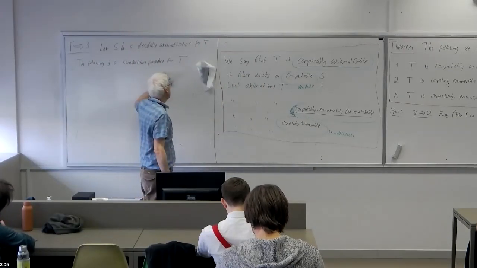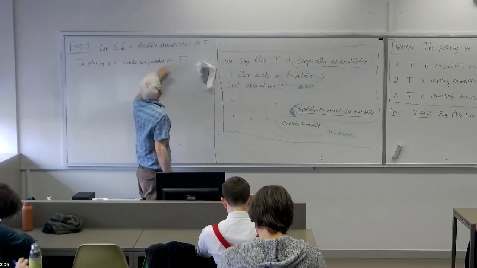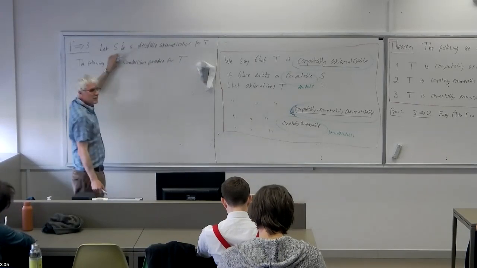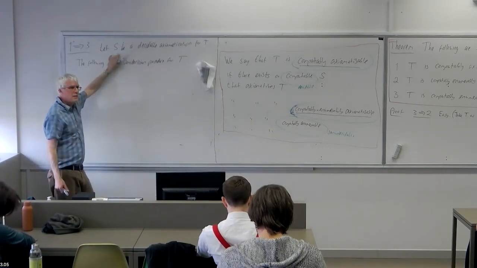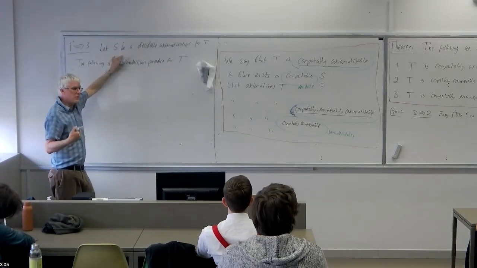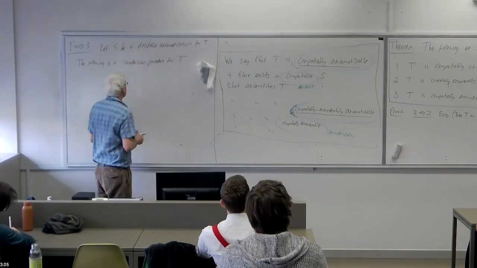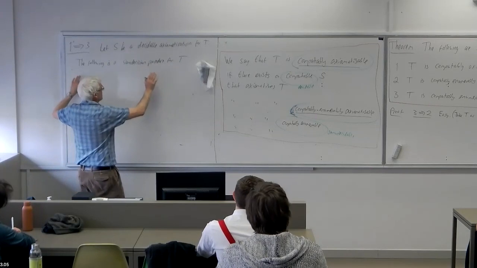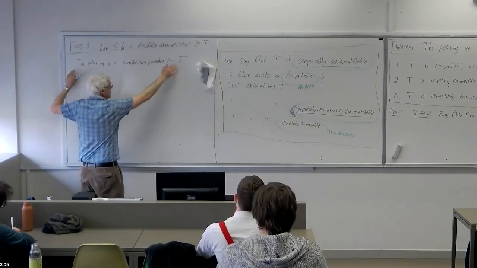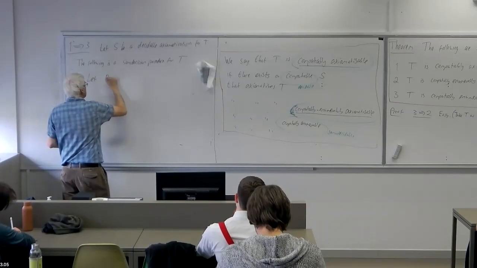So remember that T is the set of logical consequences of our decidable set of sentences S. How can we enumerate the set of logical consequences of S? Sorry, let's go back. We want a semi-decision procedure for T. So let B be an input sentence.